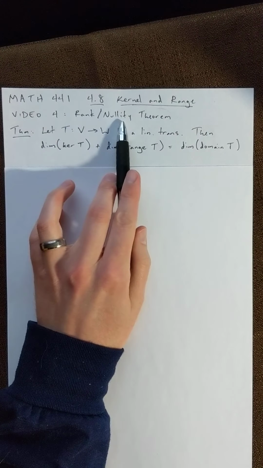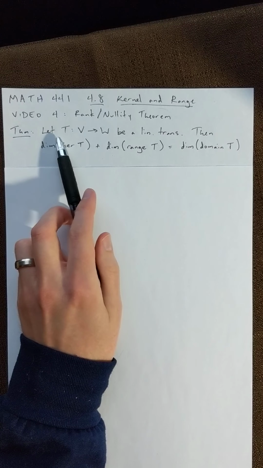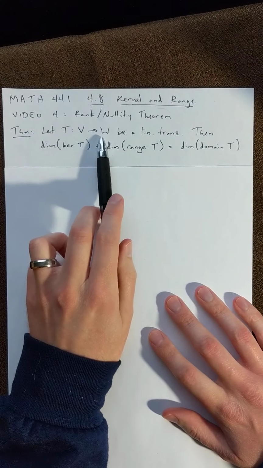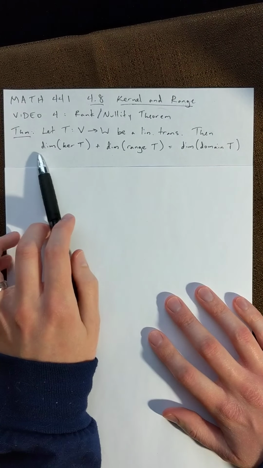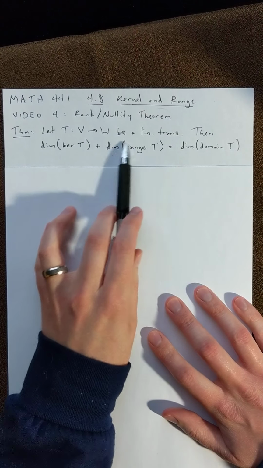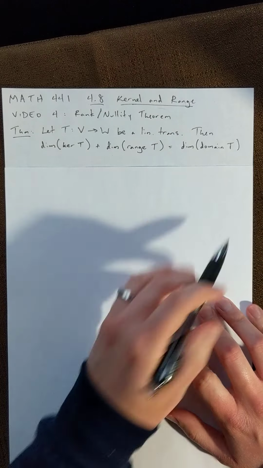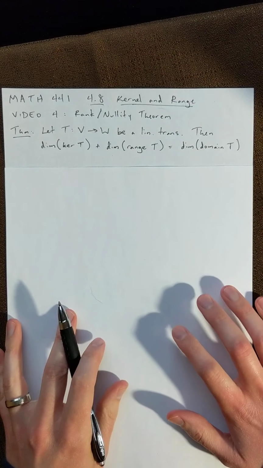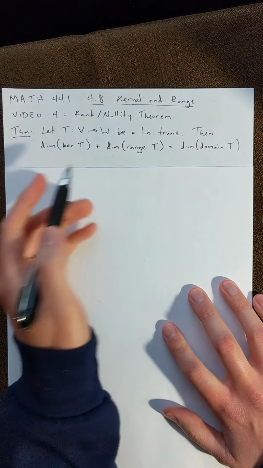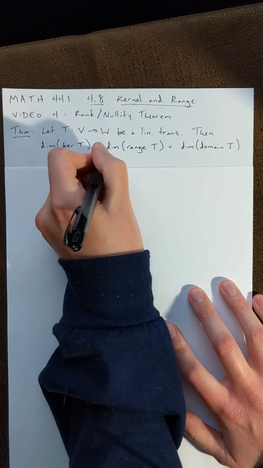Okay, the last topic in this section is something called the rank nullity theorem. It says that if T is a linear transformation from V to W, then the dimension of the kernel plus the dimension of the range is equal to the dimension of the domain, also known as the dimension of V.